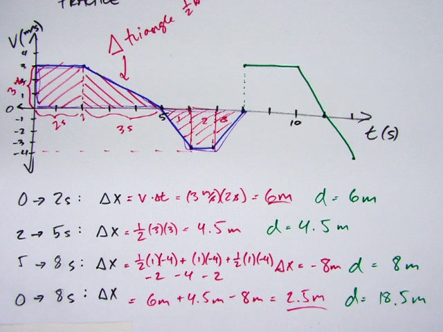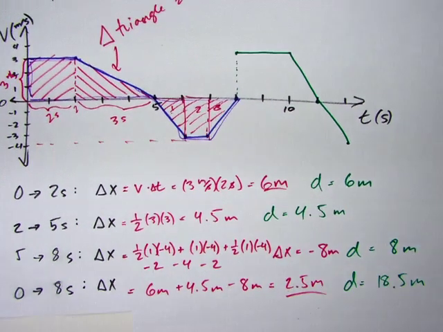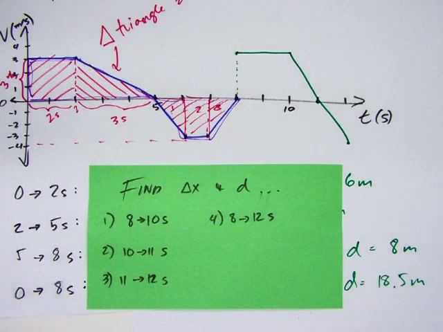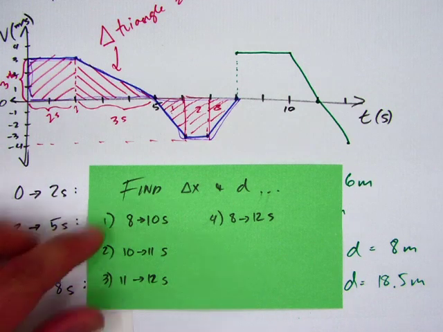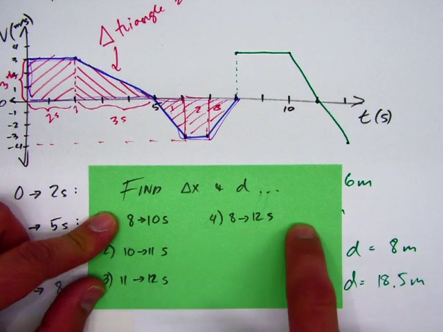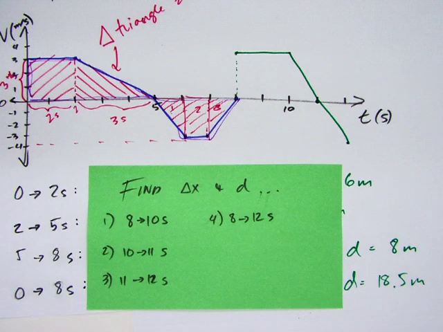Now I want to give you guys a little bit of practice for the rest of this. I want you guys to find displacement and distance traveled from intervals 8 to 10 seconds, 10 to 11, 11 to 12, and then finally overall from 8 to 12. So go ahead and pause the video, solve those out.